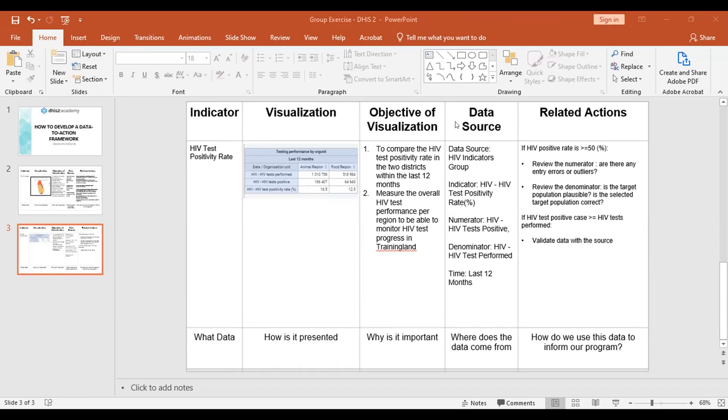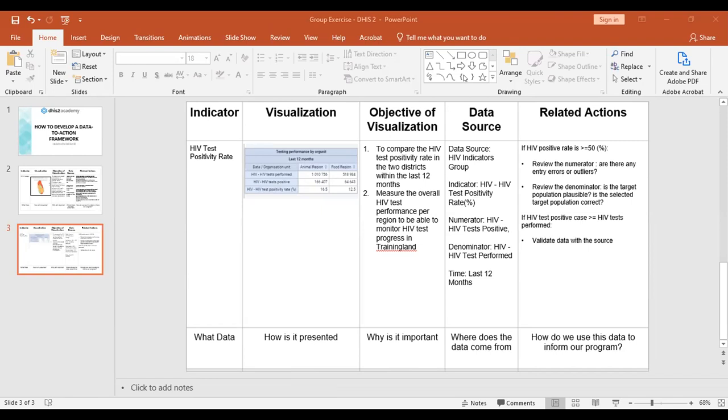Yes, so he was suggesting that in case the positive cases are more than the tests performed, other than validating with the data source, there are a few other actions you have to do. So yes, true enough. That's correct. Chandra, you wanted to comment? No. Yeah, sorry. Okay. Anybody else?